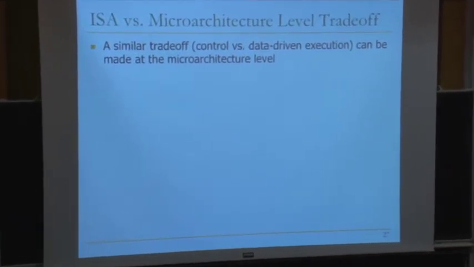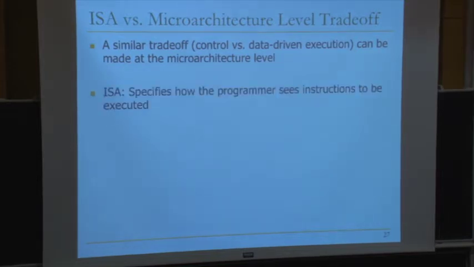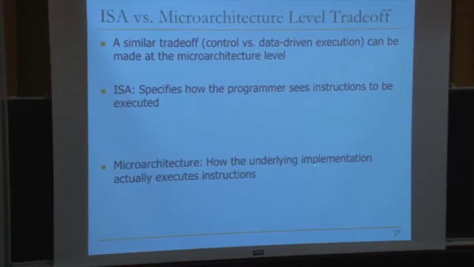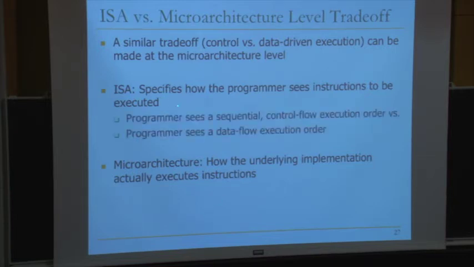At the microarchitecture level, so ISA, we will cover again, but it specifies how the programmer sees instructions to be executed. Right? ISA is at this higher level, the hardware-software interface. Whereas microarchitecture specifies how the underlying implementation actually executes instructions. And these do not need to be the same. You can have a von Neumann computer that executes instructions in data flow order. Right? So in many of today's systems, the programmer sees a sequential control flow execution order, versus the programmer seeing a data flow execution order. This is not done in many of today's systems. It has not been a successful experiment, at least in the last 4 decades.